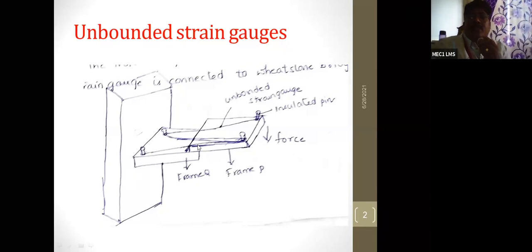Once the stress is developed in the frame, automatically strain is developed. That is absorbed by these wires, so there will be a change in the resistance of the wires. This wire is connected to one of the resistors of the Wheatstone bridge. Once there is a change in the resistance, automatically the galvanometer deflects. The change in the galvanometer reading is proportional to the strain developed in the frame. Next, we'll go for the next one.